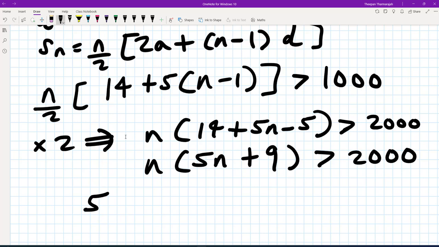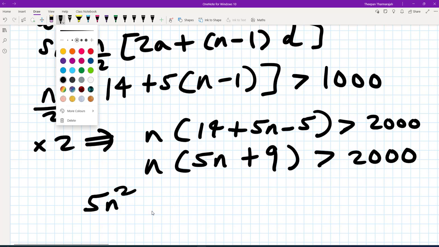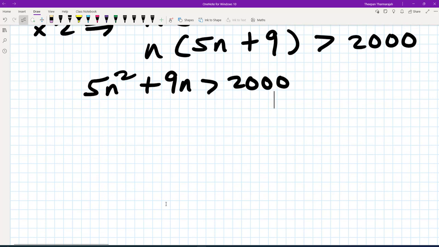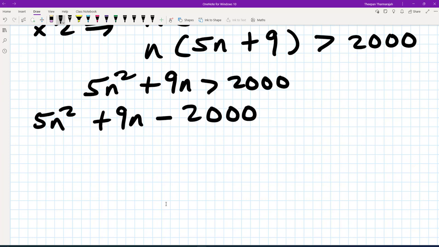So 5n squared plus 9n is greater than 2,000. So 5n squared plus 9n minus 2,000 is strictly greater than 0.